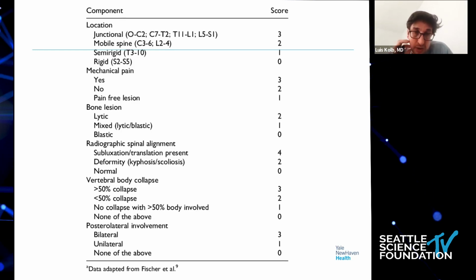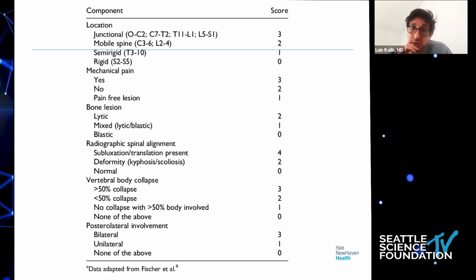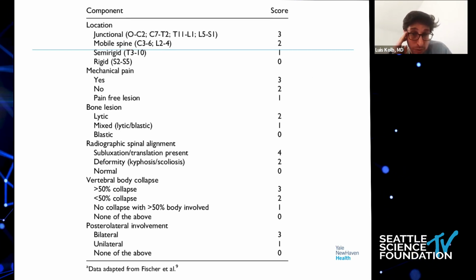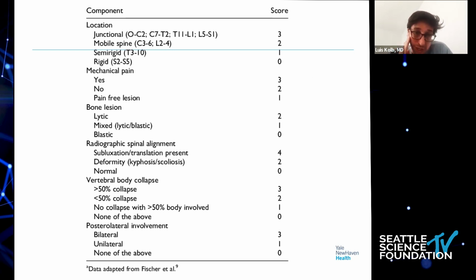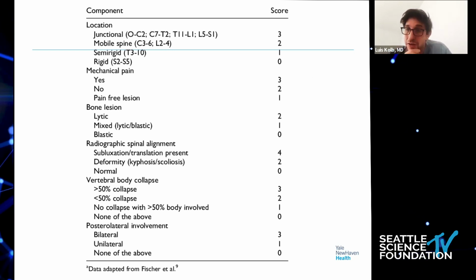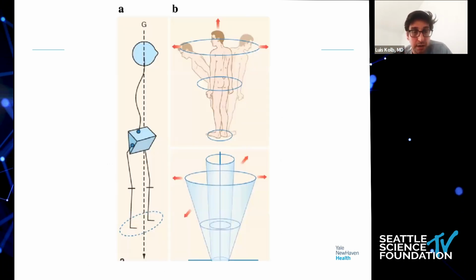We had some excellent talks about the SINS criteria during this course already, but just to remind everybody, spinal alignment is one of the criteria, with subluxation or translation given high points, 4, but deformity or scoliosis is given a point of 2 as well.